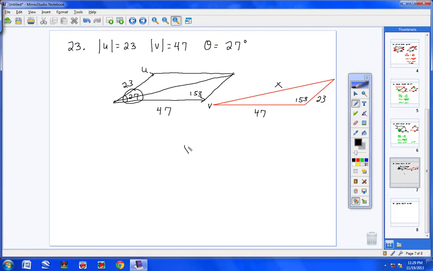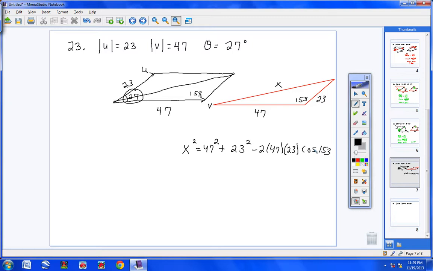So law of cosines, x squared equals 47 squared plus 23 squared minus 2 times 47 times 23 times cosine of 153. Let me grab my calculator quickly here.